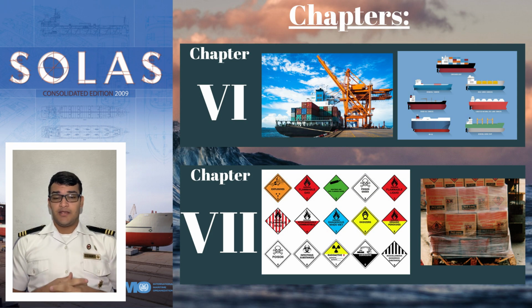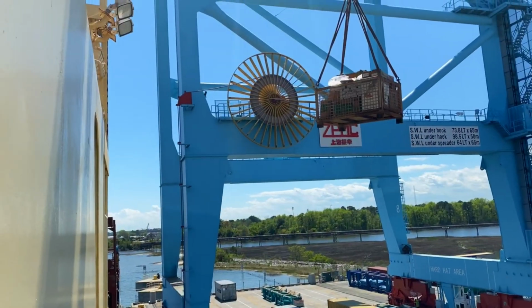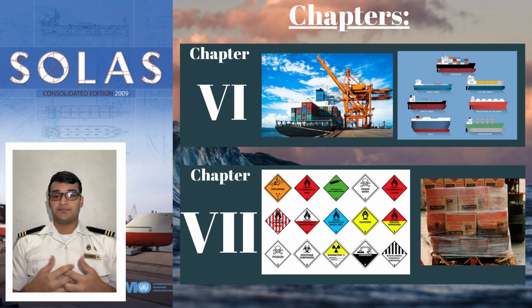Chapter 6, cargo measures. This chapter defines the requirements for proper cargo storage in order to maintain the stability and safety of the ship. General objective: to ensure the stability and safety of the ship during cargo transport. Specific objective of Chapter 6: to establish standards for storage, planning, weight distribution, cargo security, and prevention of cargo movement.